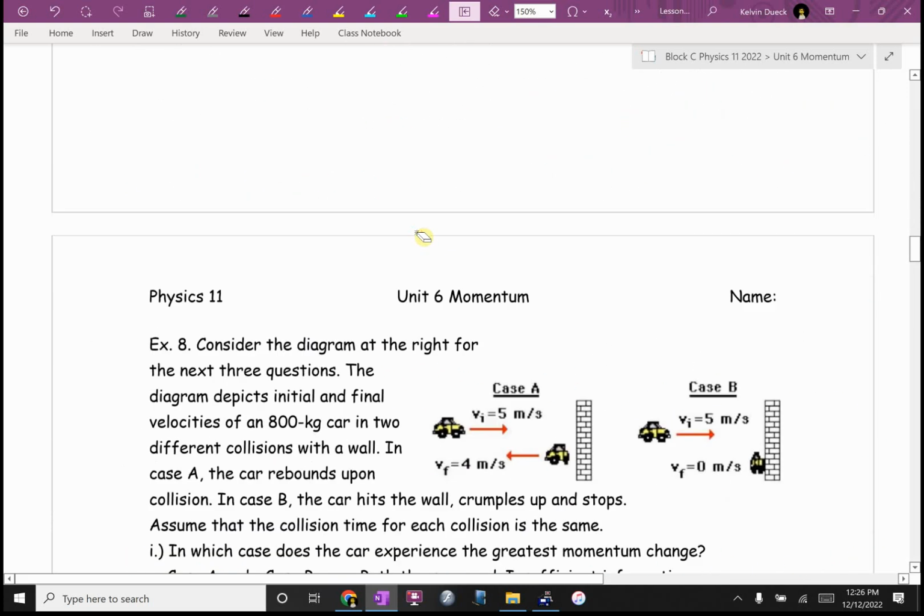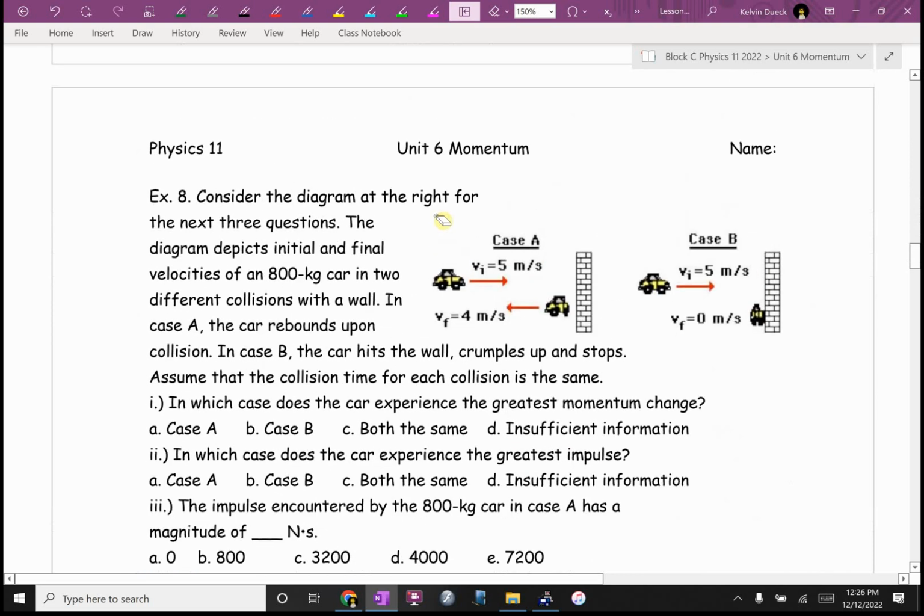Okay? All right. So, let's look at example 8. It says, consider the diagram at the right for the next 3 questions. The diagram depicts initial and final velocities of an 800-kilogram car in 2 different collisions with the wall. Here's what I notice. In case A, there is a change in direction.